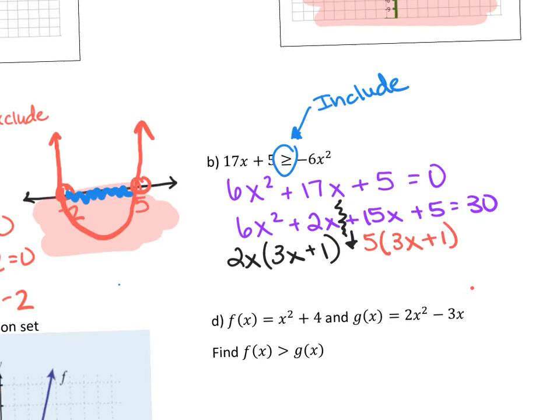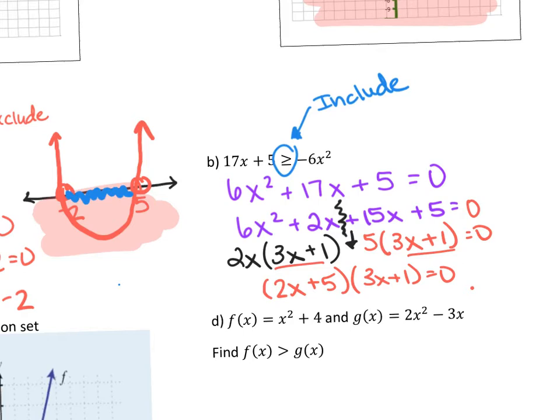And this should equal, not 30, that should actually equal 0. That's my fault. And this over here equals 0. If you do this correctly, these two should repeat, and they are. So rewrite this as 2x plus 5 times 3x plus 1 equals 0.